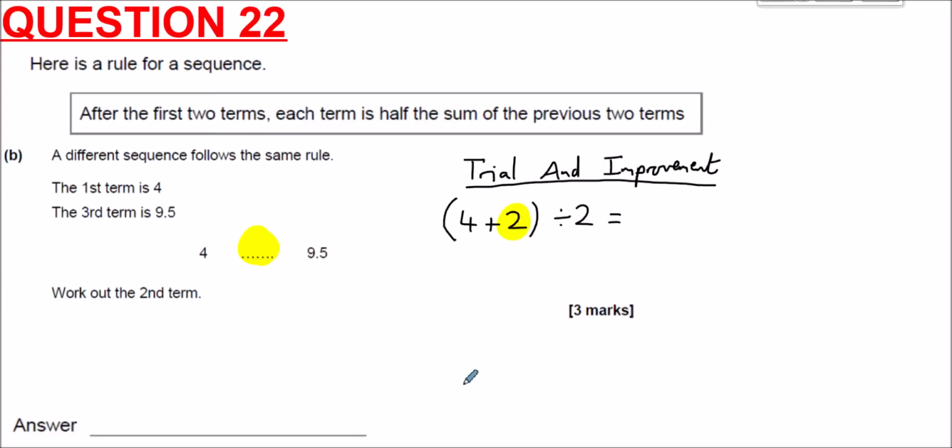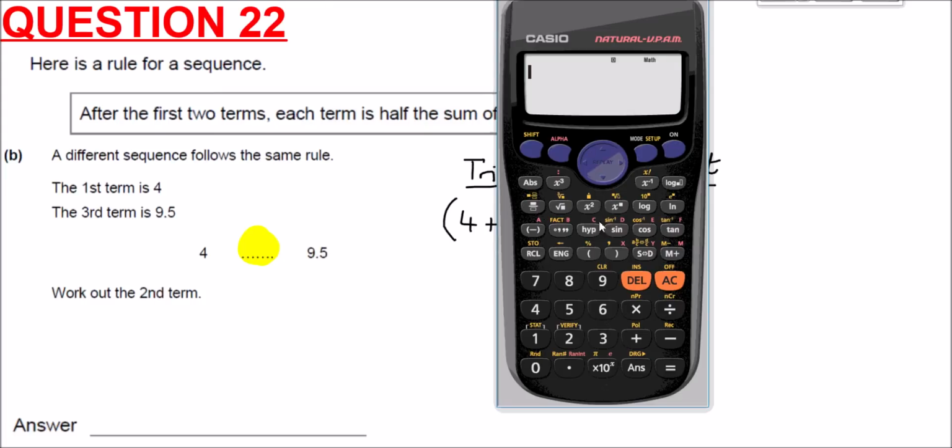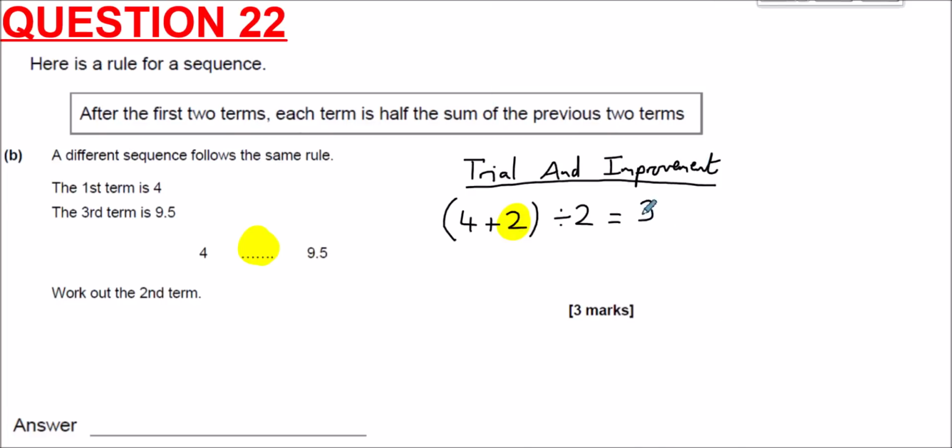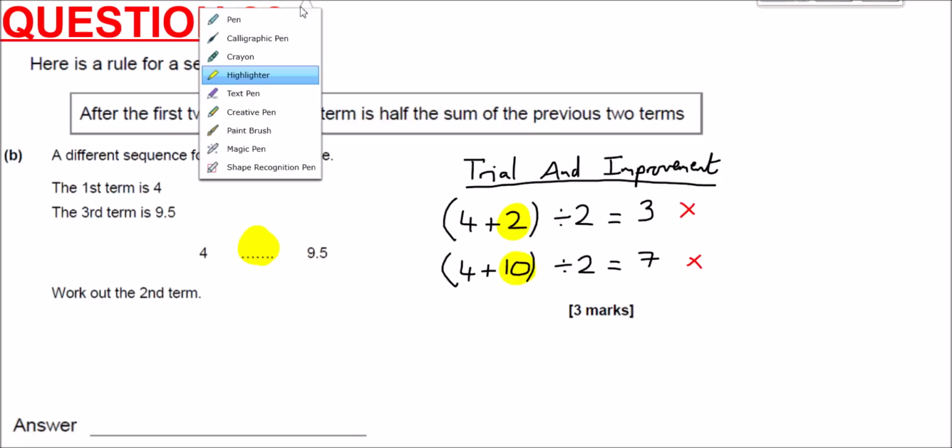Well, it's not going to be that. 4 plus 2 divided by 2 is 3, so we're nowhere near. So let's go quite a bit bigger. Let's maybe think, I don't know, maybe it could be 10. What's 4 plus 10 divided by 2? If you try this on a calculator, you'd get 7. That's still too small.